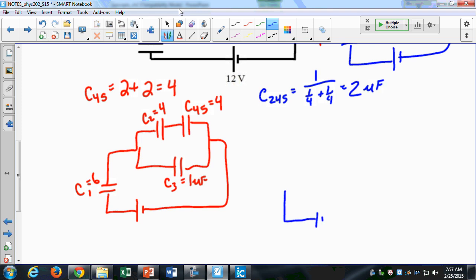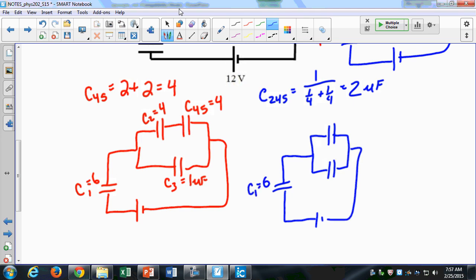I'm going to redraw this. You probably don't want to redraw it every time on the test, but as you're first learning, it's probably a good idea to do that. It helps you to see the circuit a little better. C1 equals 6. This is C245 equal to 2. And then this is C3 equal to 1.